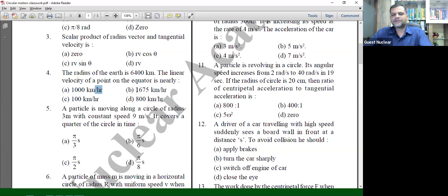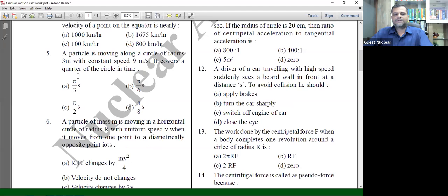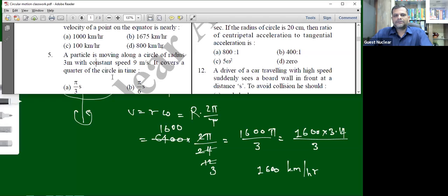ये देखो 1675 kilometer per hour. Okay, so this is going to be the best option, which is nearest one. Yes. Let us see the next question. The particle is moving along the circle of radius 3 meter with a constant speed 9 meter per second. It covers a quarter circle in the time. Okay, क्वार्टर सर्कल कितने टाइम में वो कवर करेगा, तो वो हमको ढूंढ के निकालना है. बराबर है? यस. सो जस्ट ट्राई टू सॉल्व दिस.